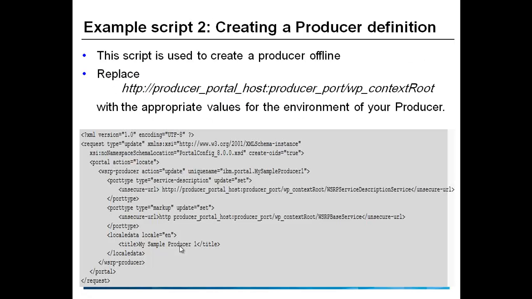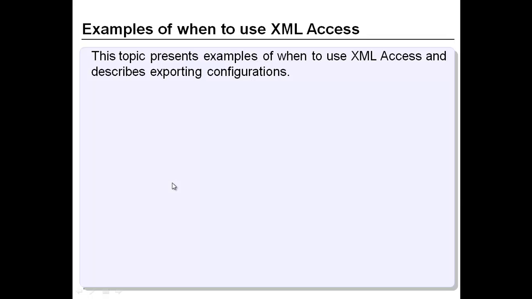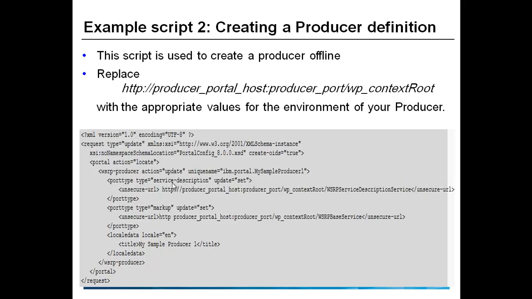Let us see another example. This is used to export a producer. As usual, it starts with the XML tag in the first line, and the request type, portal action locate, and then it is locating my sample producer 1, the WSRP producer, and then it is exporting only that portlet.